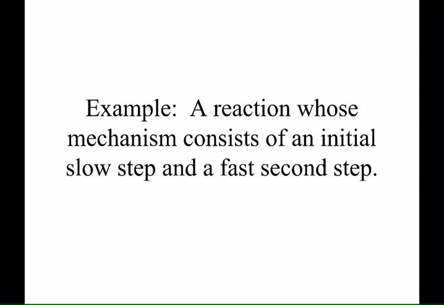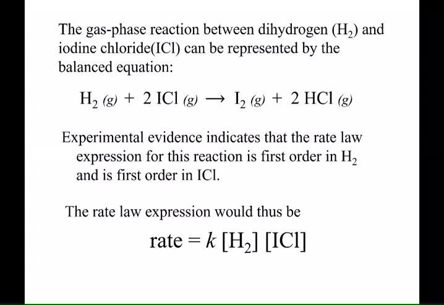So this is more likely the case where you have, instead of a single elementary step, two or more elementary steps behind the scenes, your script, that goes to make your reaction of interest. The first one we're going to look at is an initial slow step. So slow means rate determining, and followed by a fast second step. So in this case, we have two reactants, H2 and ICl. Notice that the stoichiometry is 1 to 2.